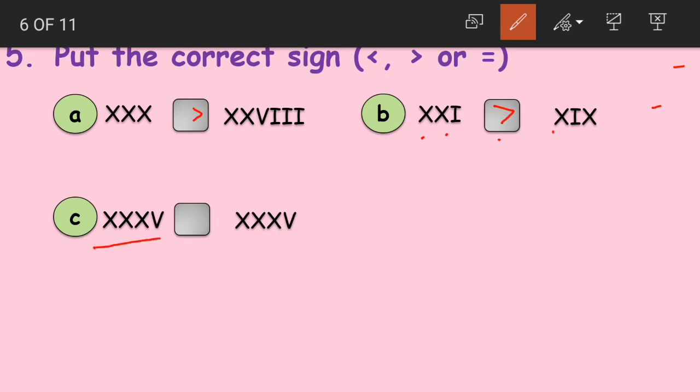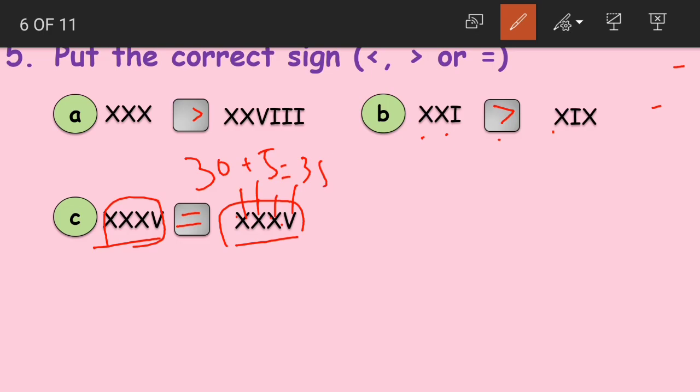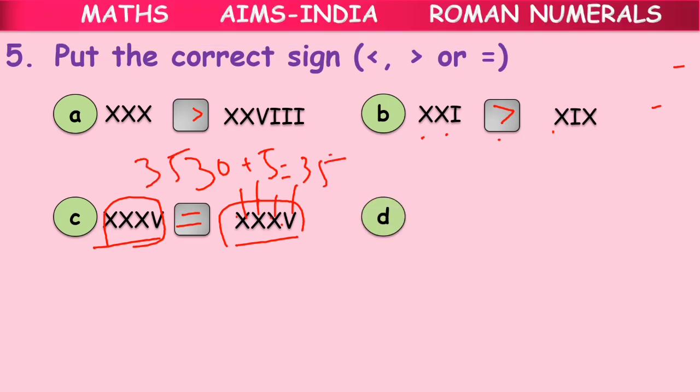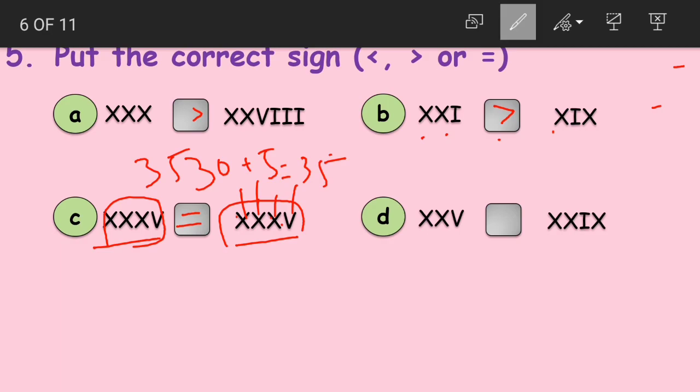Now look at these two Roman symbols. Both the symbols are exactly the same. So we can simply put the equal to sign here. XXX becomes 10 plus 10 plus 10, which is 30. Then 5. 30 plus 5 becomes 35. Both the symbols here stand for 35. So we can say both the symbols are equal to each other.